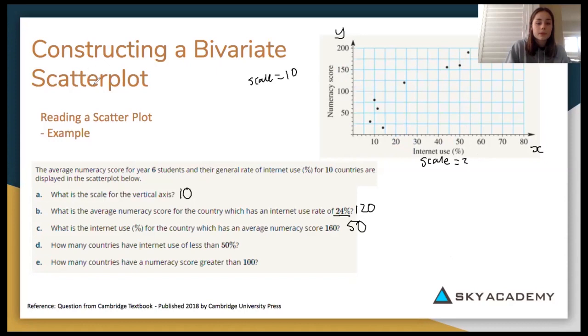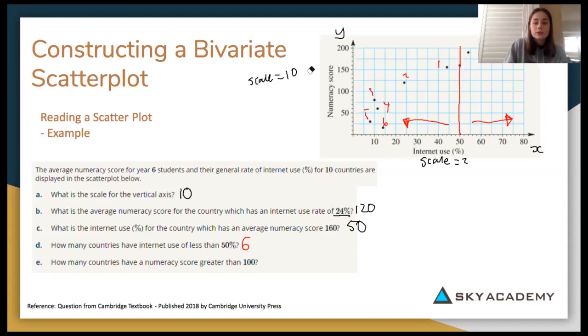Okay, question D. How many countries have internet use of less than 50? So for this one, I'm going to do it in red. Internet use of less than 50. So I would draw a line up at 50, and I would go, well, this is obviously more than 50 that way, so this must be less than 50 this way, and I would count up how many points have internet use of less than 50%. So we have 1, 2, 3, 4, 5, and 6. So we'd have 6 there.